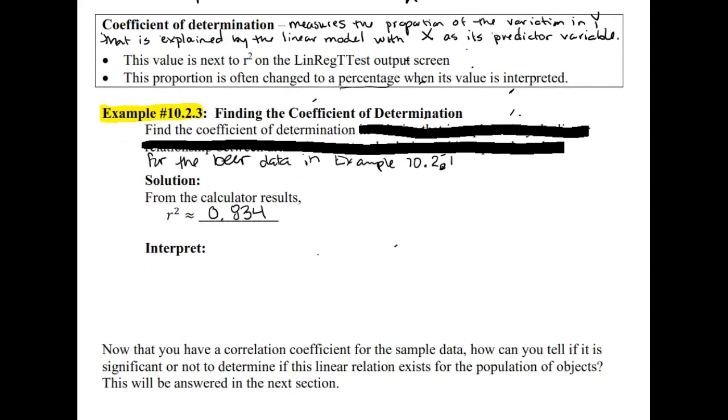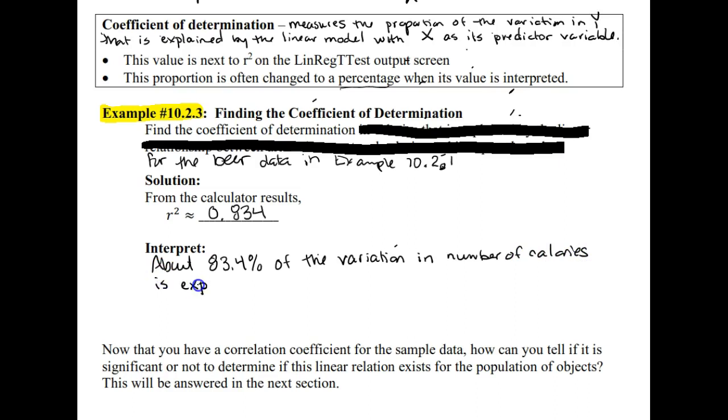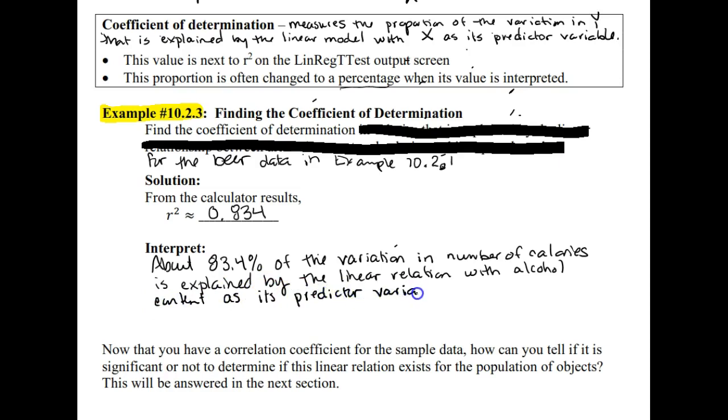Now if we interpret that in the context of the data, that tells us that about 83.4% of the variation in number of calories is explained by the linear relationship with alcohol content as its predictor variable. So it doesn't do 100% of the explaining.